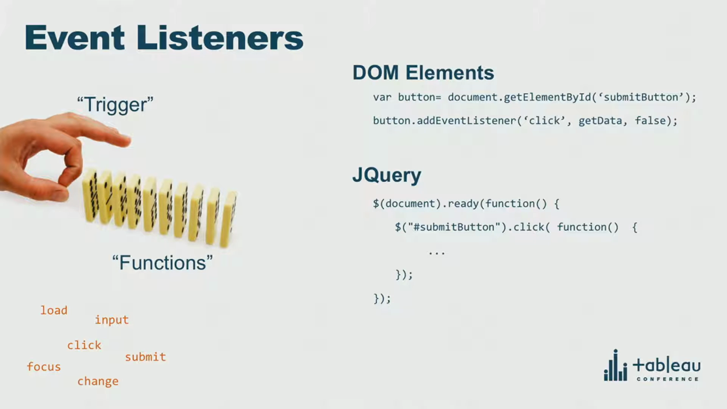You can do that with something called an event listener. So probably the most common one is something like a click. You present a button to someone, and they click on it. You want then the web data connector to trigger and run. In order to capture that, you set an event listener, and it just sits there and waits for the event to happen. And the various events can be things such as load, input, click, submit, focus, or change. So if someone submits a form, you can then trigger a whole bunch of JavaScript to run.